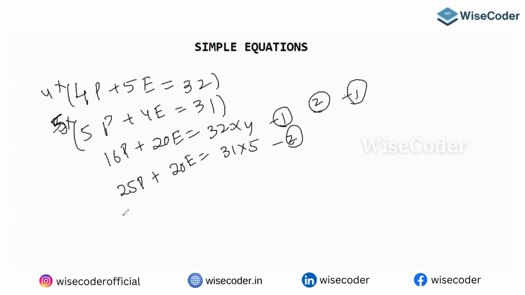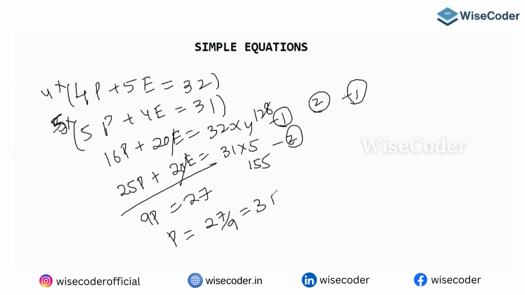What you will get here is 9p. The e terms are going to be cancelled. What is on the right side? 31 into 5 is 155. 32 into 4 is 128. So 155 minus 128 is going to be 27. So you want the pen, that is 27 by 9, which gives you 3 rupees. So one pen costs 3 rupees.